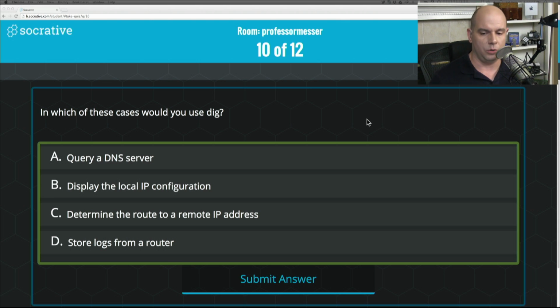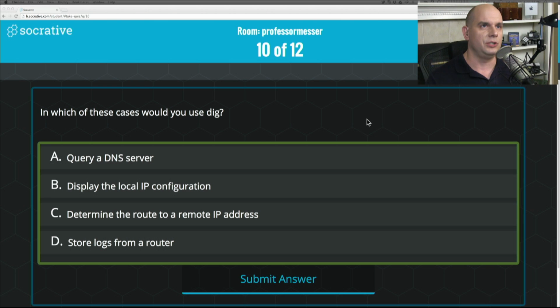In which of these cases would you use dig? How would I dig? In which cases would I use dig? This is also one of those things on the Network+ certification. In fact, you probably not only need to know what dig does, you need to know how to use dig. And in my videos, I take you through me using dig. I step through dig and what I'm doing with it, and you watch me digging it.